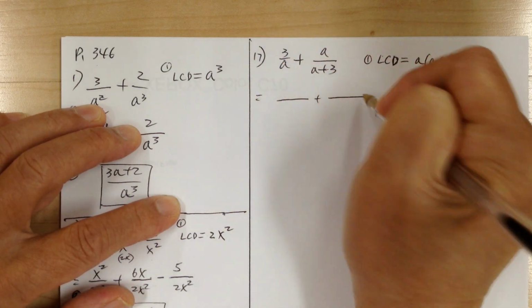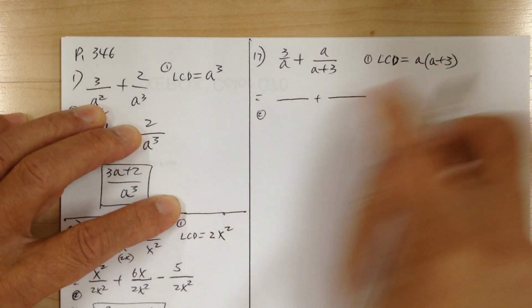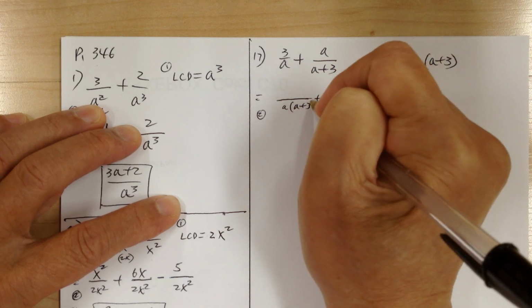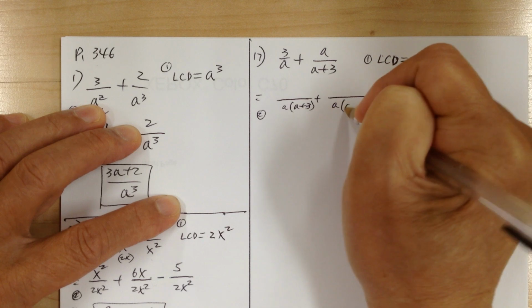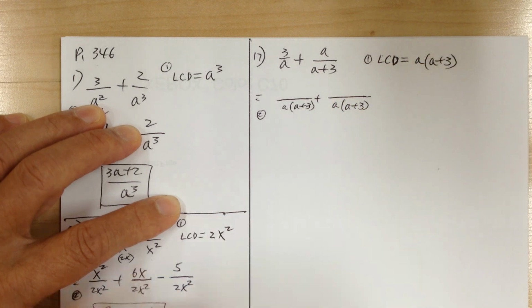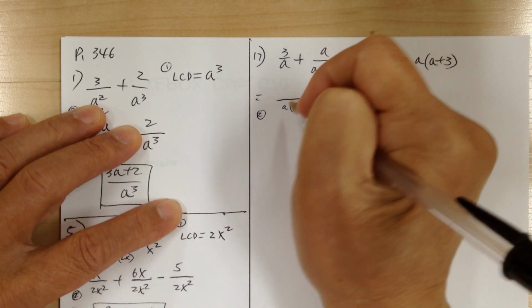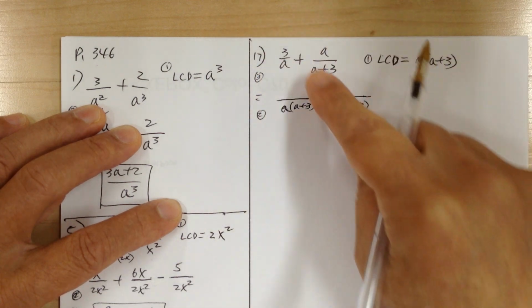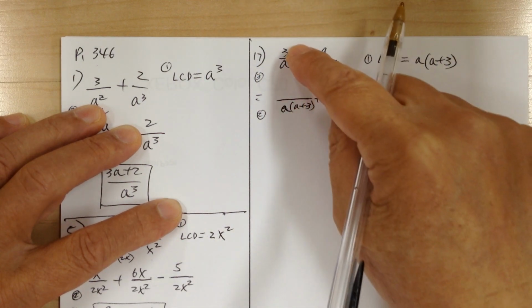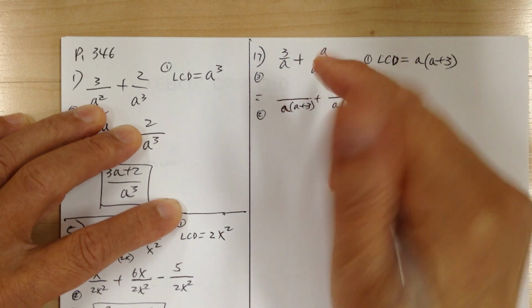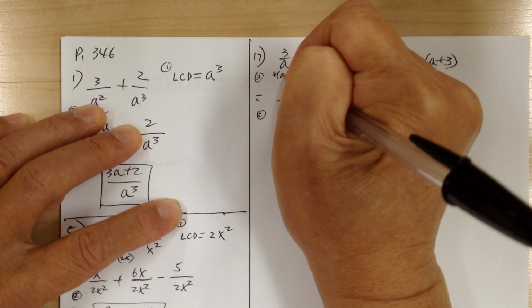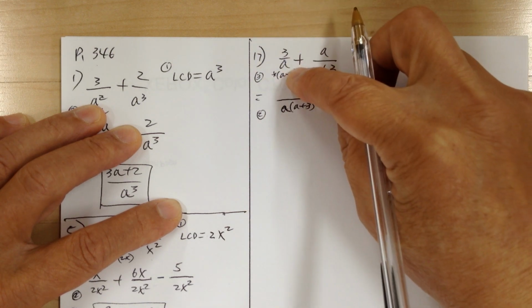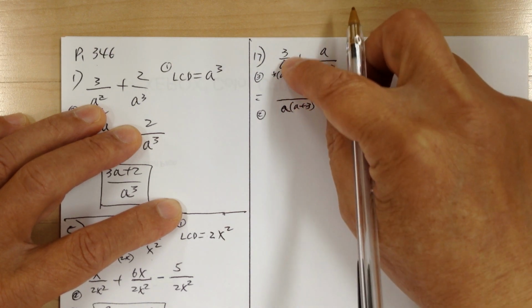So go and get your fraction ready. So step 2, get your LCD down here. So it would be a times a plus 3. So that's your step 2. Then you step 3. You have to figure out how you're going to get from here to here. From here to here, you're missing a plus 3. So you need to multiply by a plus 3. So a times a plus 3 gives you that, right? So on the bottom, you get that.